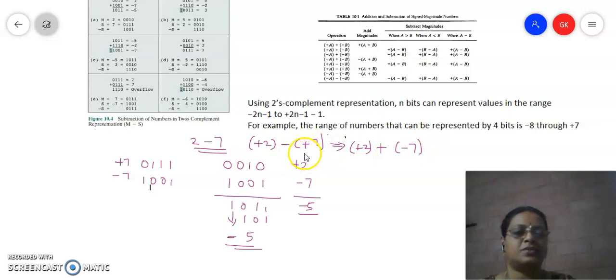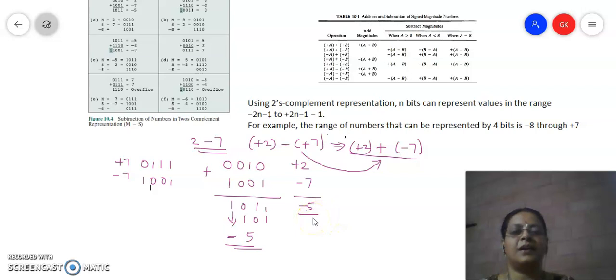So subtraction is going to be implemented with the addition operation by changing the sign of the second operand. Having done this, represent the numbers using the normal representation method. Plus 2 is positive, so you represent it like this. Minus 7 is a negative number, so you represent it with 2's complement. And after doing this, always perform addition, so that will give you the correct result.